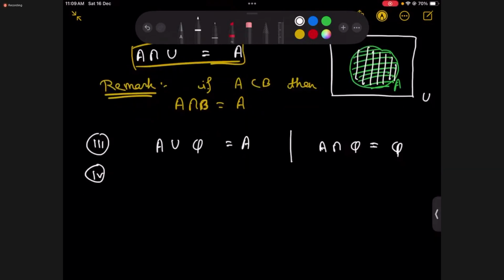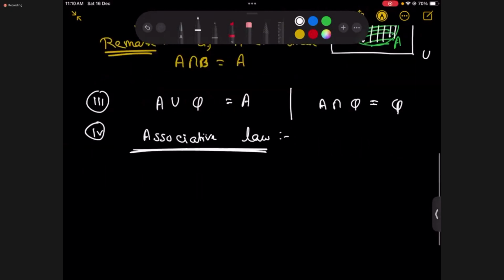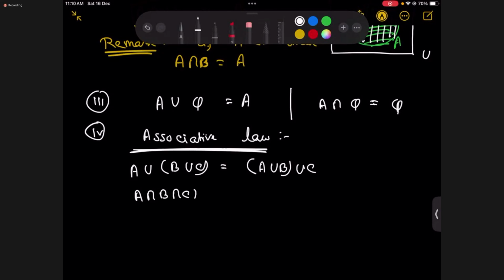Now the fourth one. This is called the associative law. What is that? It says A union (B union C) is equal to (A union B) union C. And the same for intersection: A intersection (B intersection C) is equal to (A intersection B) intersection C. We can use the Venn diagram to prove this.